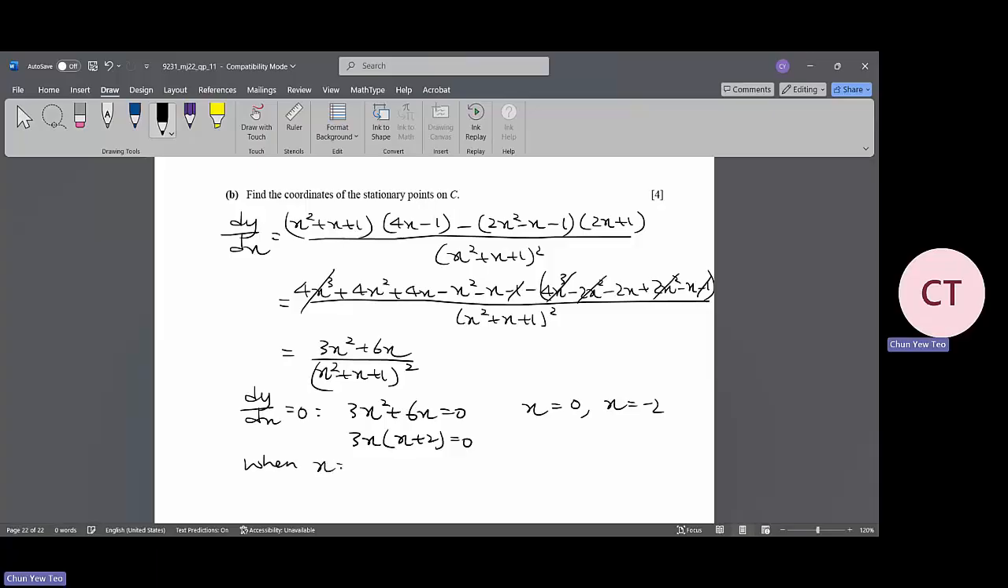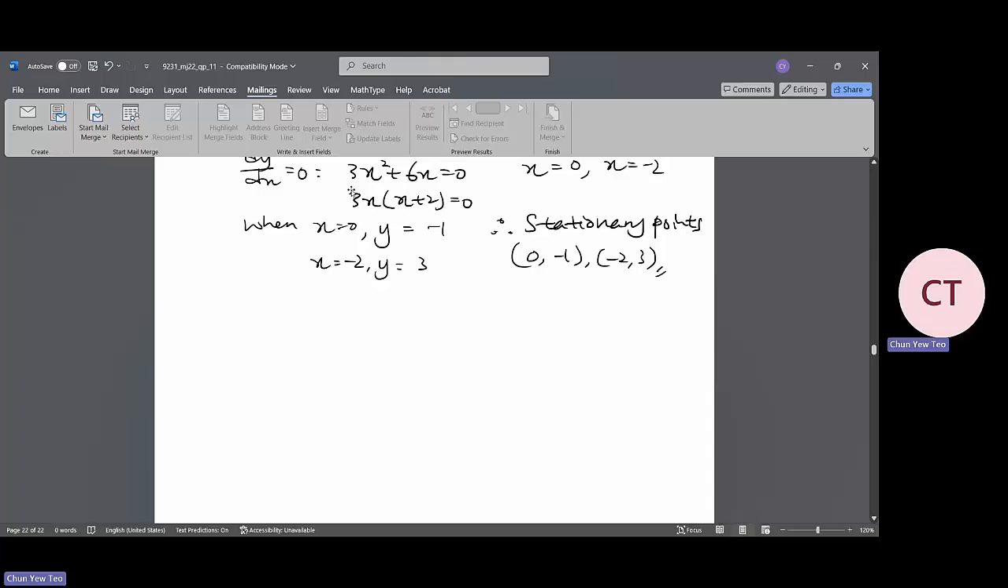So when x is equal to 0, what is your y? When x is equal to -2, what is your y? Just put it back into the original equation using your calculator. The y will be -1 and the y over here will be 3. So therefore, the stationary points are (0, -1) and (-2, 3). That is the answer for B. So now we move on to C.